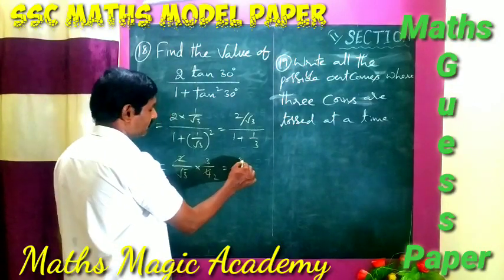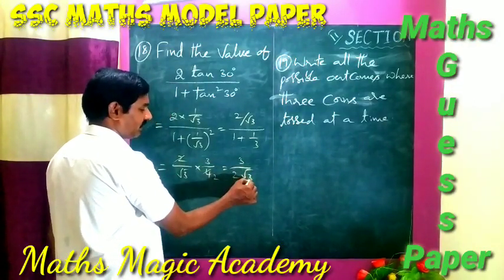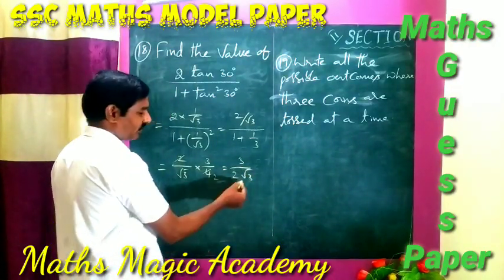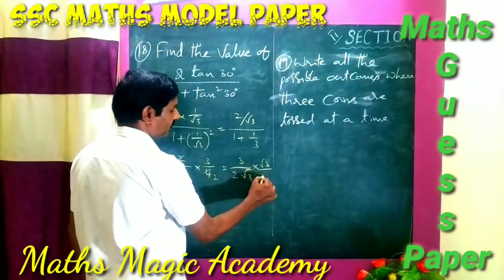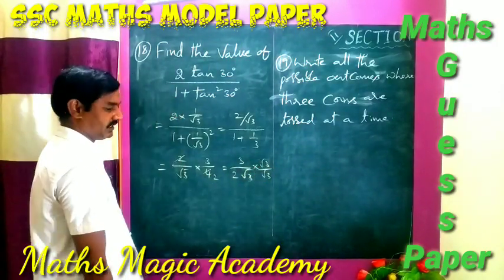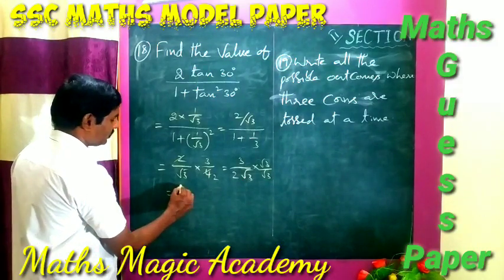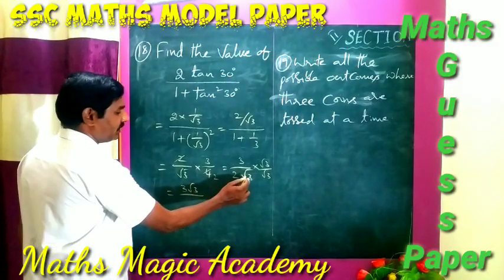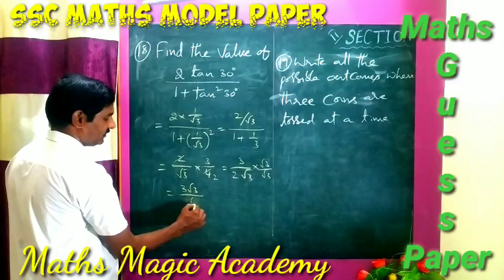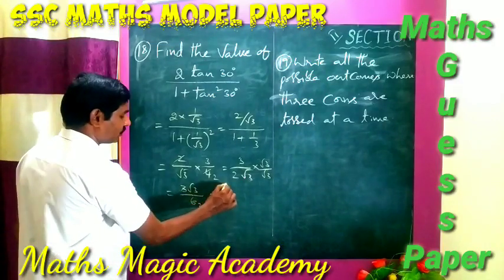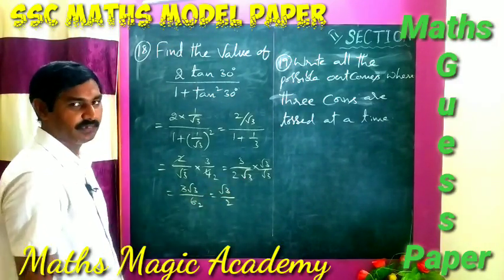See, if it is 3 by 2 root 3, the denominator consists of root 3. So you have to eliminate the denominator root 3 by doing the rationalization. So that is nothing but 3 root 3 by 3 times 2, that is 6. 3 ones are 3, 3 twos are 6. That is root 3 by 2.